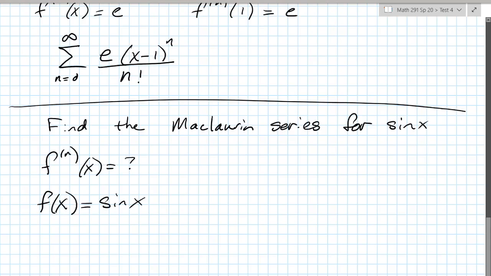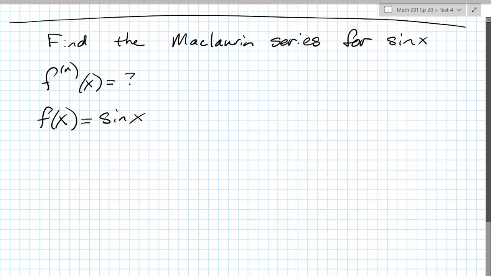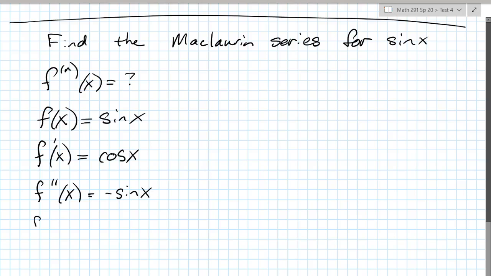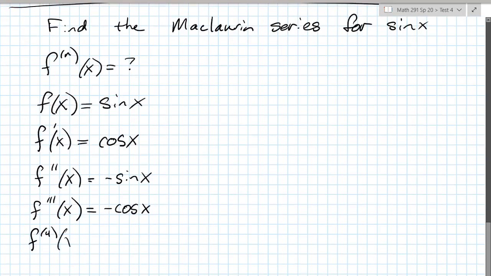So we've got f of x is equal to sine of x. So f prime of x equals cosine x. F double prime is negative sine x. F triple prime is negative cosine x. And then the fourth derivative is sine x. Okay, and at this point, now we're back to the top.